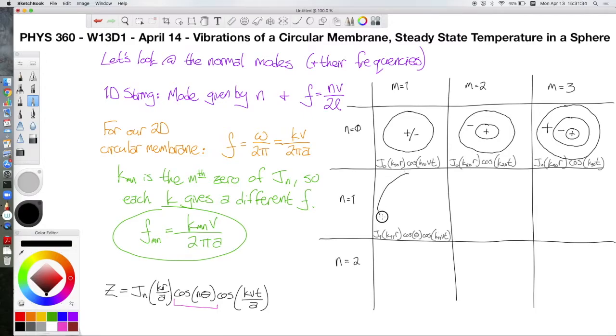So, when we look at how this affects our drumhead, k11 is the first zero of the first order Bessel function, which means the zero that corresponds to the very edge of this circular membrane is the first zero that we will encounter. The difference here is this cosine of theta term. So cosine of theta will be 0 when theta equals 0 degrees, and theta equals 180 degrees.